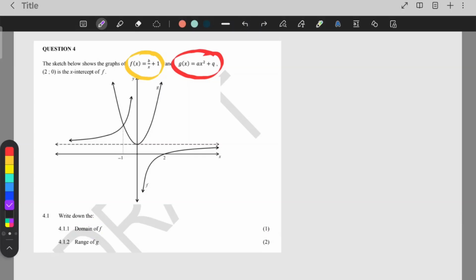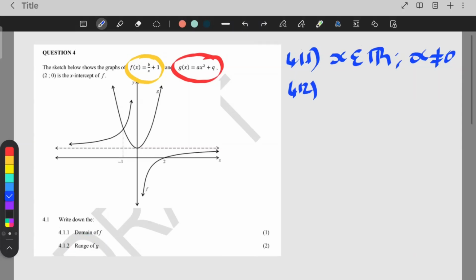Okay? f is the hyperbola. So to write down the domain of a hyperbola, domain refers to the x values. With the hyperbola, the domain in grade 10 is always the same thing: x is an element of the real numbers and x cannot be 0. That's always the domain of a hyperbola in grade 10. So 4.1.2, next question. What is the range of g?